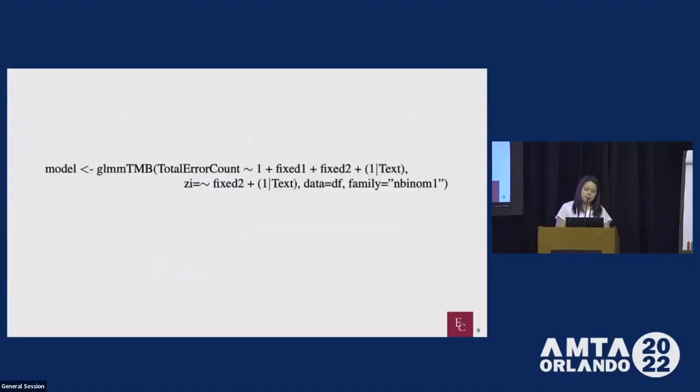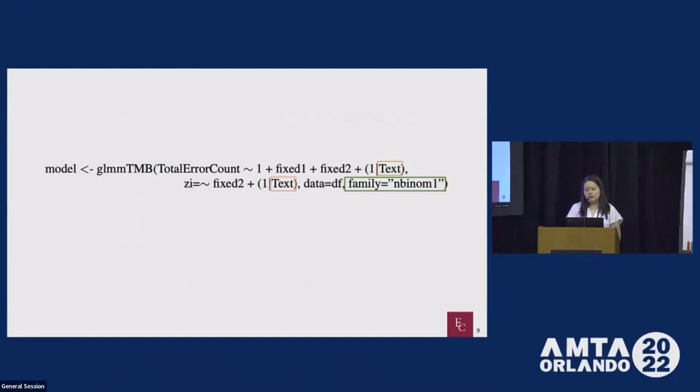And I use an R package called glmmTMB for this analysis, and the R code looks like this. My error distribution was over-dispersed, meaning that the variance was greater than the mean. So the family was specified as negative binomial. For random effects, I use text ID for both count and ZI models.